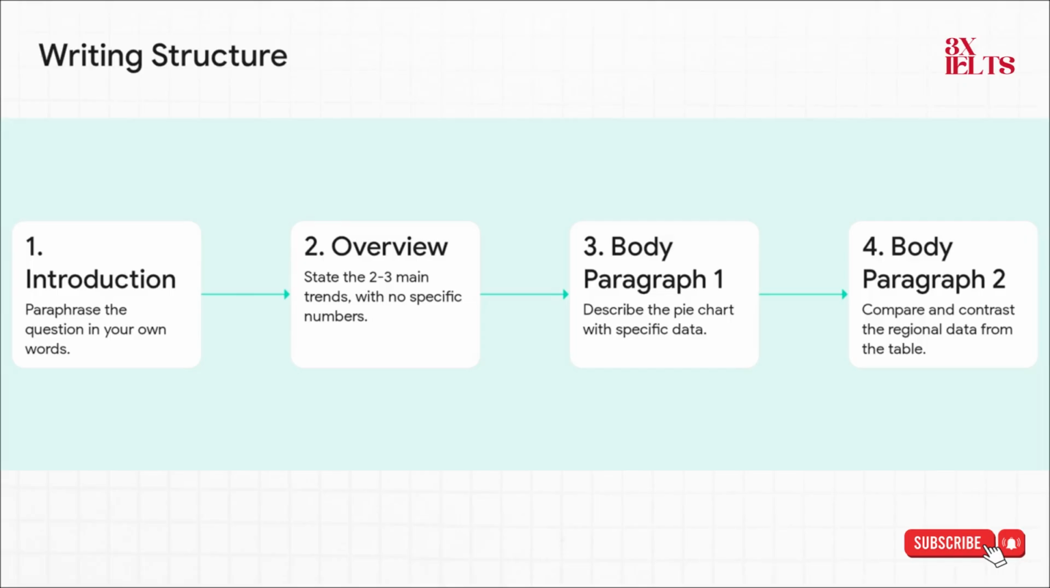Step 1, a quick intro where you just rephrase the question in your own words. Easy. Step 2, and this one is crucial, the overview. This is the big picture summary. And get this, you use absolutely no numbers here. None. Then you just knock out 2 body paragraphs. One for the pie chart, one for the table. Boom, done. 4 simple steps.